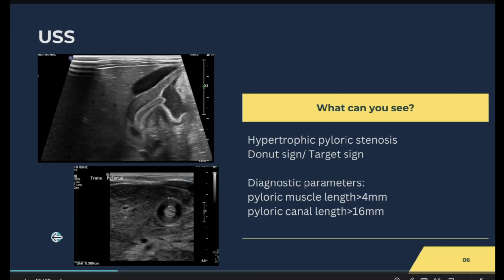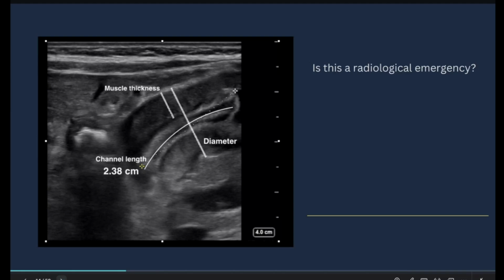And some diagnostic parameters are that the pyloric muscle length needs to be at least 4 millimeters or more, and the pyloric canal length, which would be here, has to be 16 millimeters, because you might see the donut sign, but if you don't see it, then it's important to know how to measure it. So those would be the measurements that you would use. But yeah, good job, everyone. And here's another picture of it. So this would be one of the measurements, and then the muscle thickness is another one.